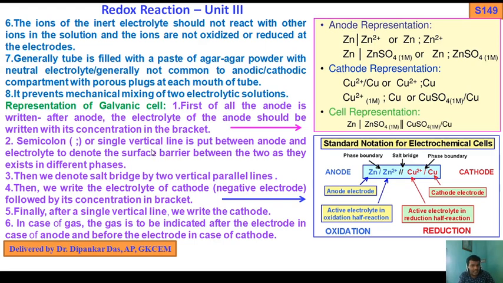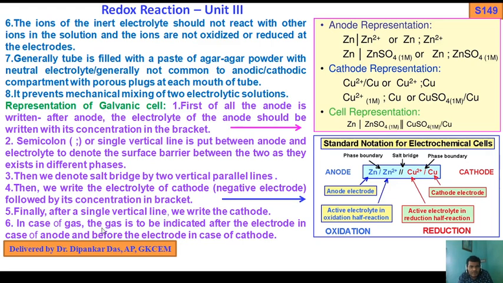A semicolon or single vertical line is put between the anode and electrolyte to denote the surface barrier between the two, as they exist in different phases. Then we denote the salt bridge by two vertical parallel lines, followed by its concentration in brackets. Finally, after the single vertical line, we write the cathode.